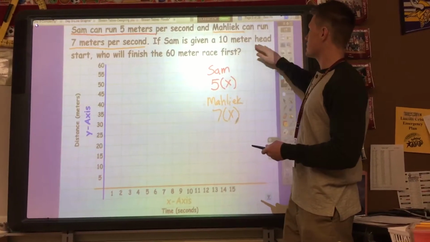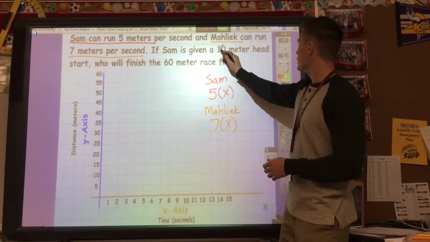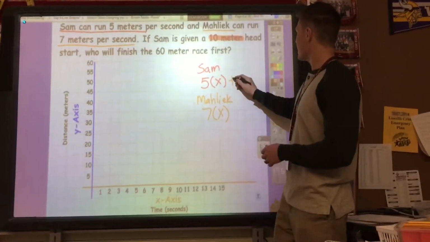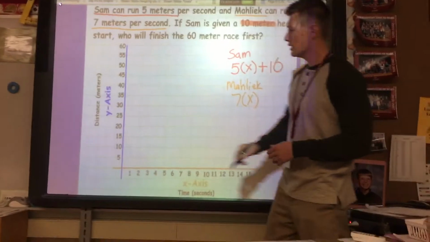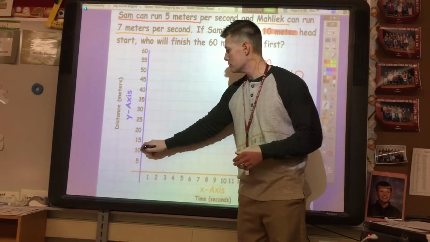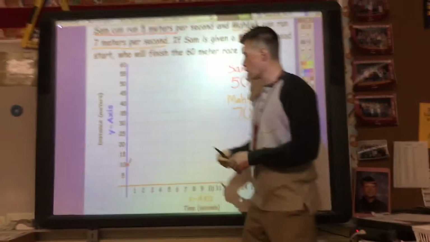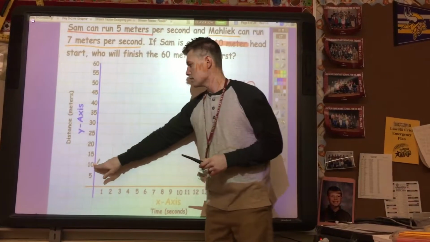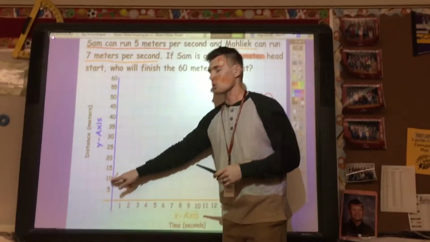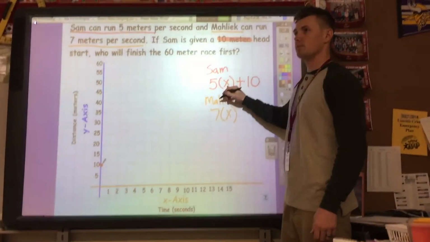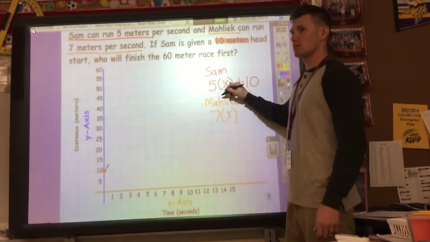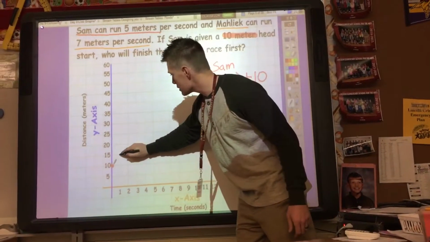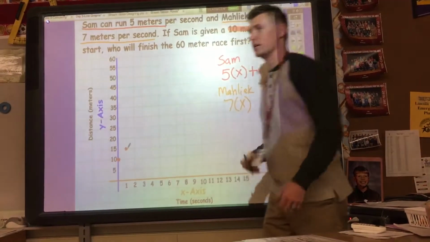But then it says if Sam is given a 10-meter head start, I need to take into account that Sam is starting with a 10-meter head start. So at 1 second, Sam isn't just going to be at 10 meters. That's where he's starting. So we know that I plug in 1. 5 times 1 is, everybody? 5. Plus 10, Sam is going to be at 15 meters.